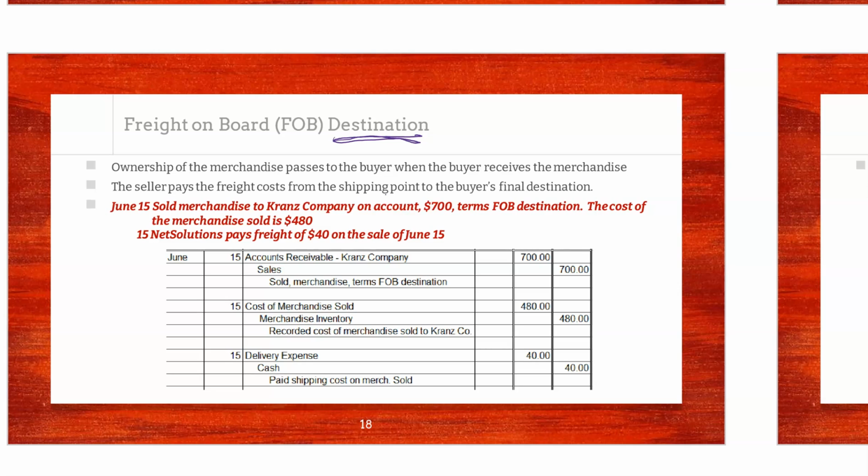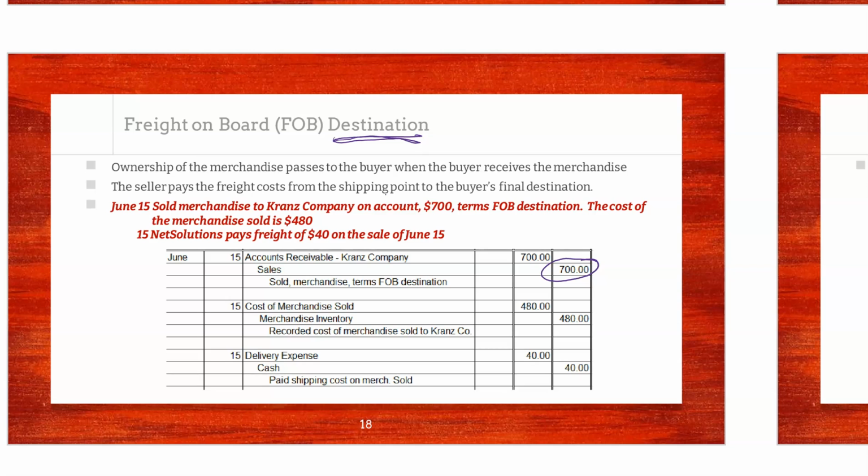To record this in the books, we're going to say June 15th, accounts receivable, $700, sales, $700, okay? We know that for every sale we make, in addition to recording the sale, how much money we made, right? We also need to record the cost to us and adjust our merchandise inventory account, okay? So cost of merchandise sold is $480. And the merchandise inventory is $480. All right, so that means our merchandise inventory account has been decreased in value by $480.